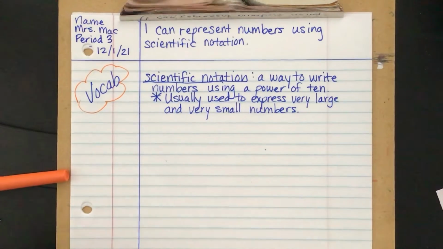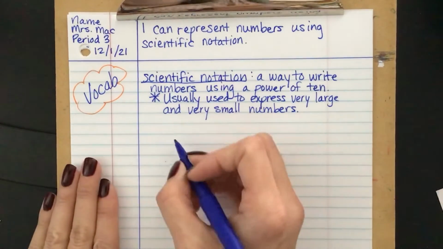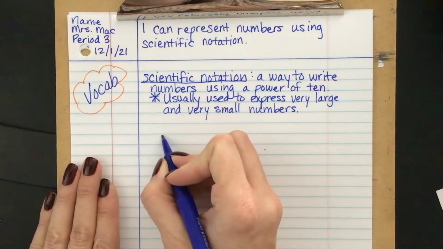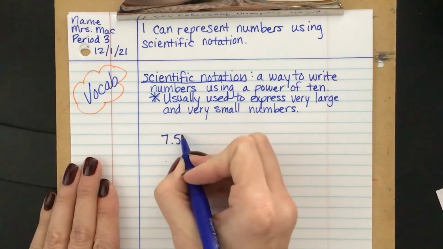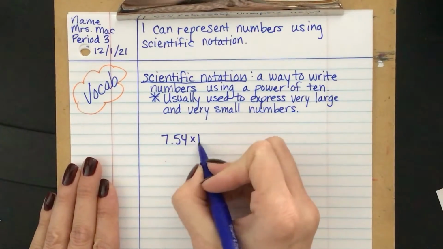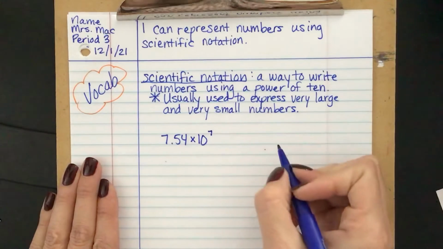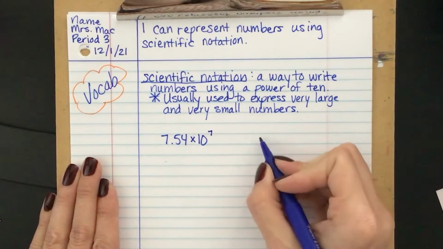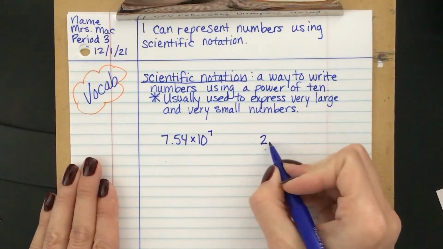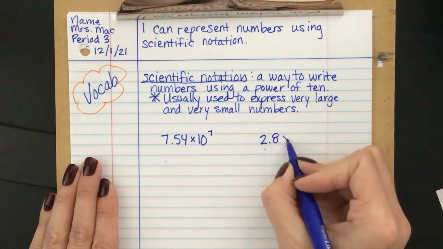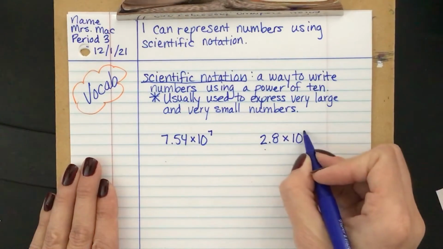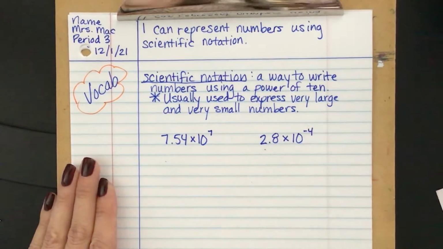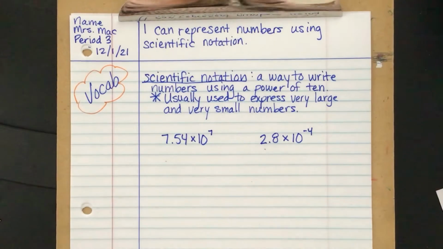Okay, so let's take a look at two numbers that are written in scientific notation. We have 7.54 times 10 to the 7th power, and then we have 2.8 times 10 to the negative 4th power. So that's what scientific notation looks like. Let's point out the different parts of it.